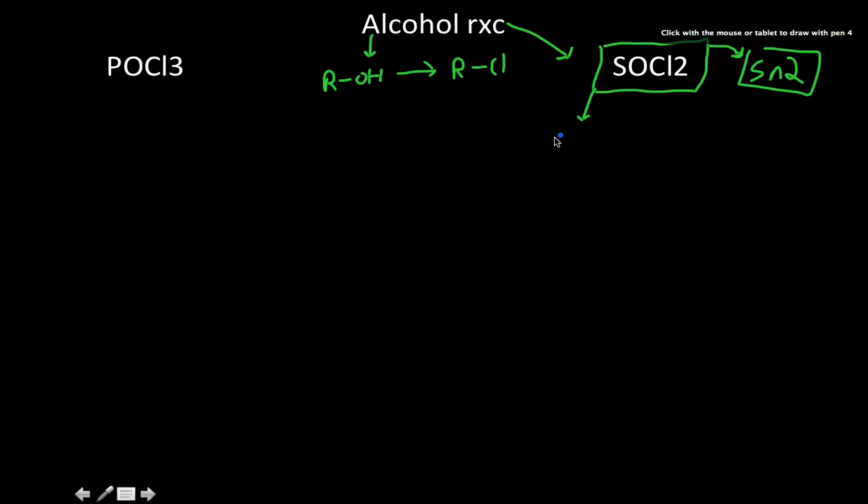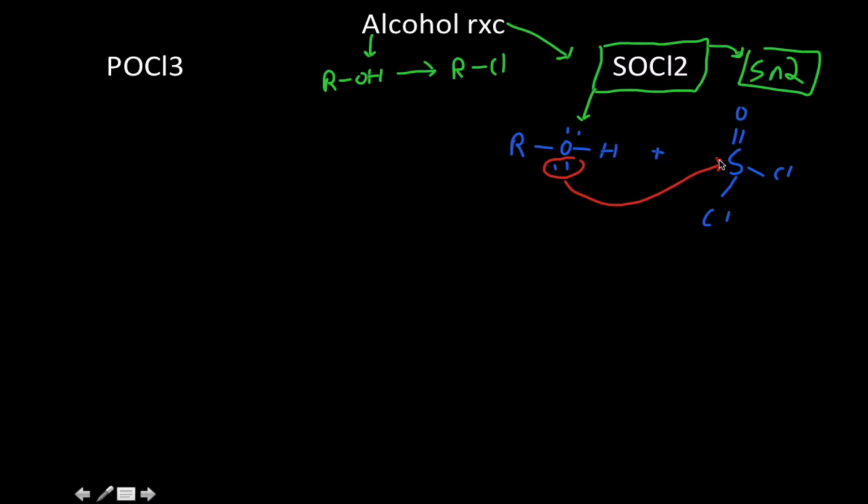So we'll switch colors to blue. We have ourselves an alcohol. And we have ourselves sulfur, O, Cl, Cl. You'll see why I drew it that way in a second. Sulfur is being weird because it has an octet here, but it's still electron deficient. The lone pair is going to come in and attack, and in the process of that, we're going to release a chlorine.